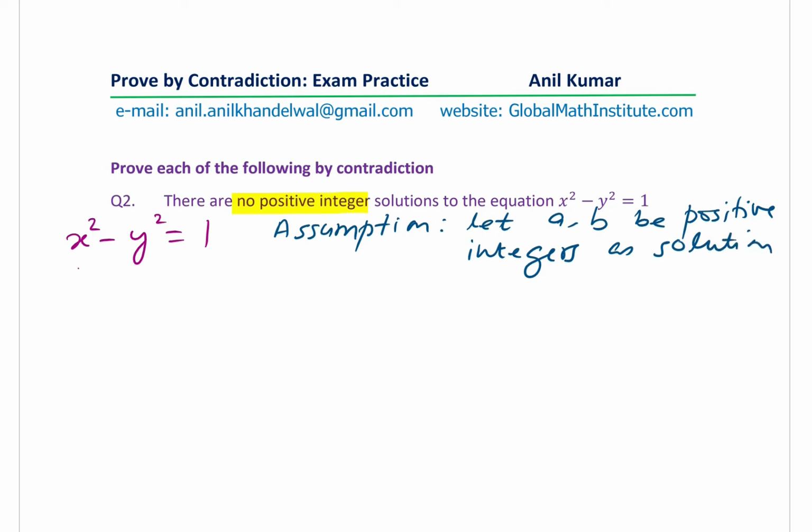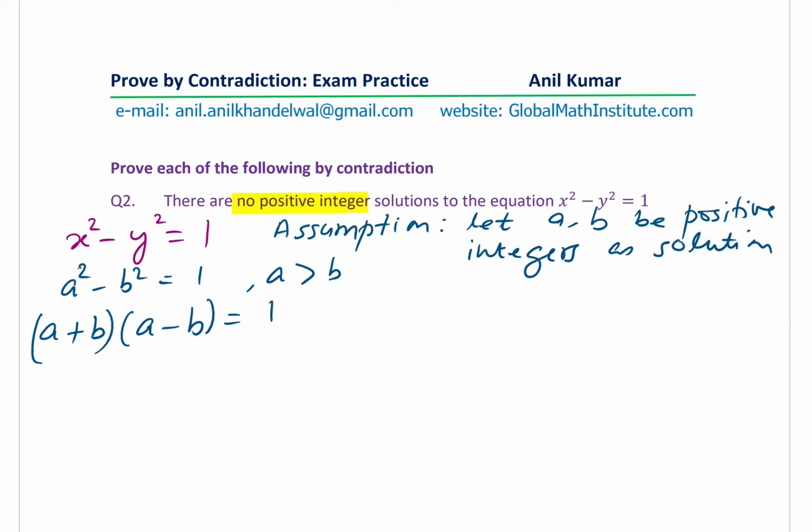Perfect. So we say this statement is true or false. Let us assume the other way, that there are positive integers a and b. In that case, a squared minus b squared will be equal to 1, correct? And definitely, since 1 is positive, we can also say that a is greater than b, right? Okay. Now, in this particular case, we could factor this. So we get (a plus b) times (a minus b) equals 1.